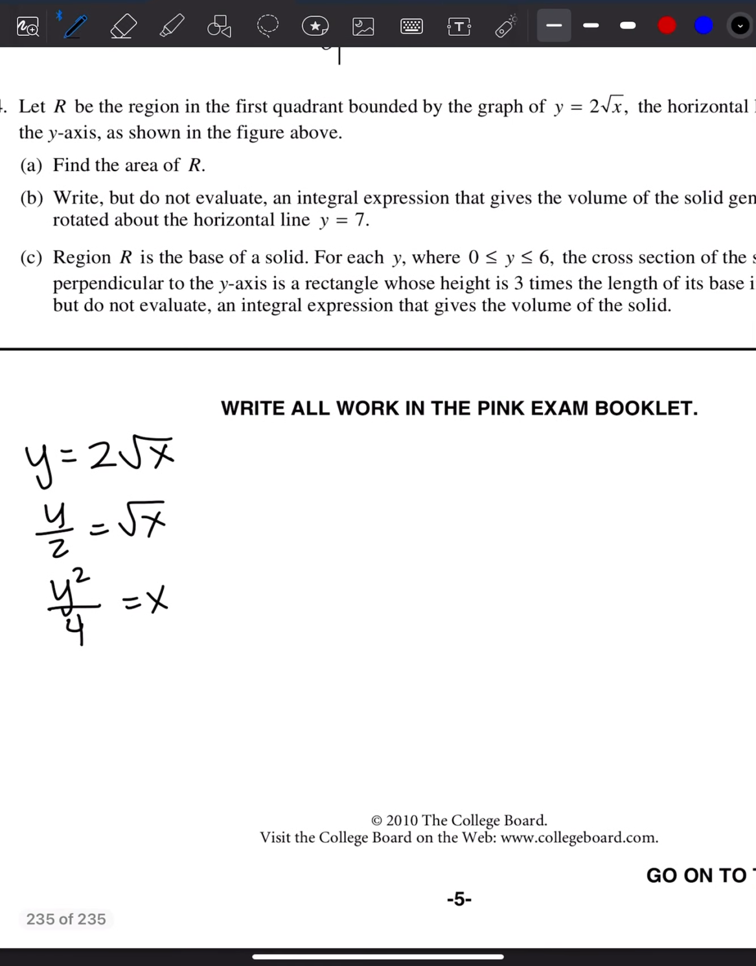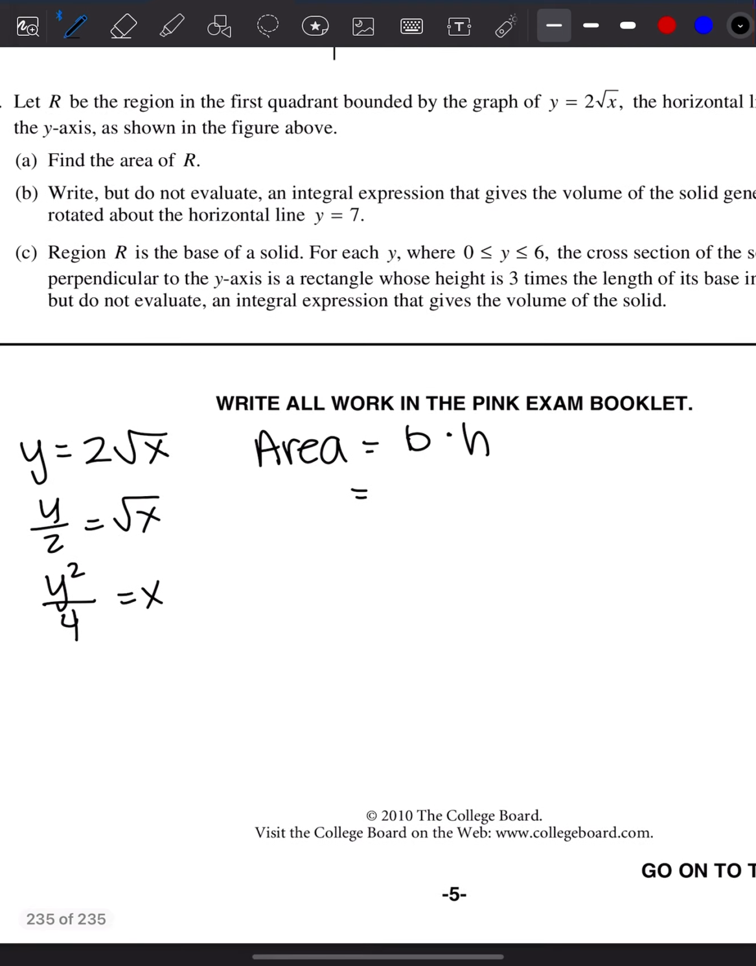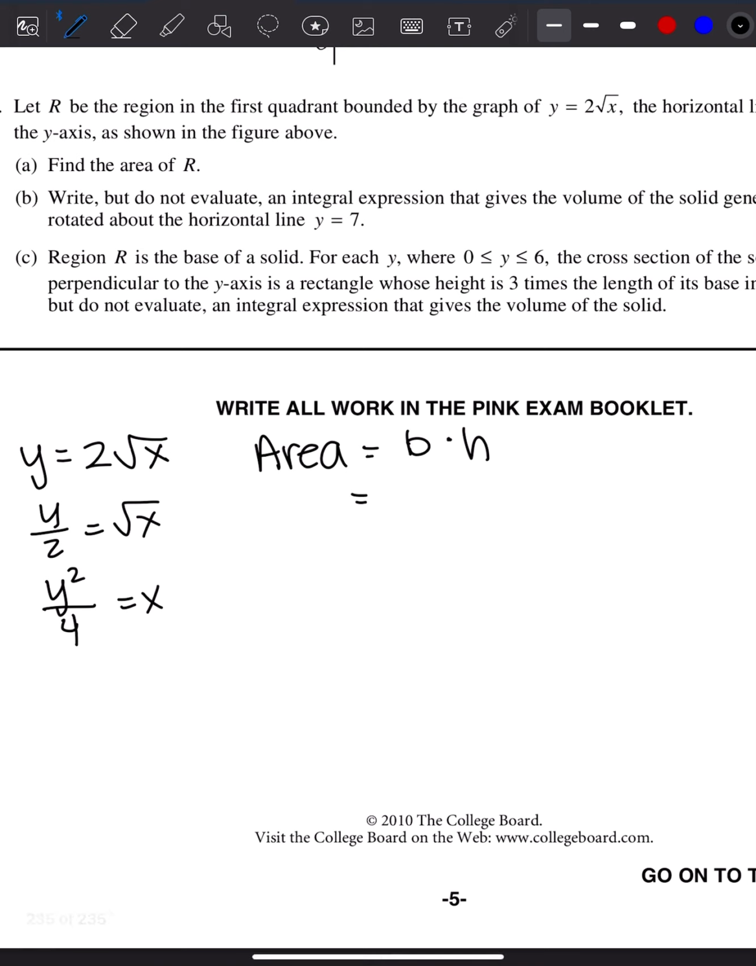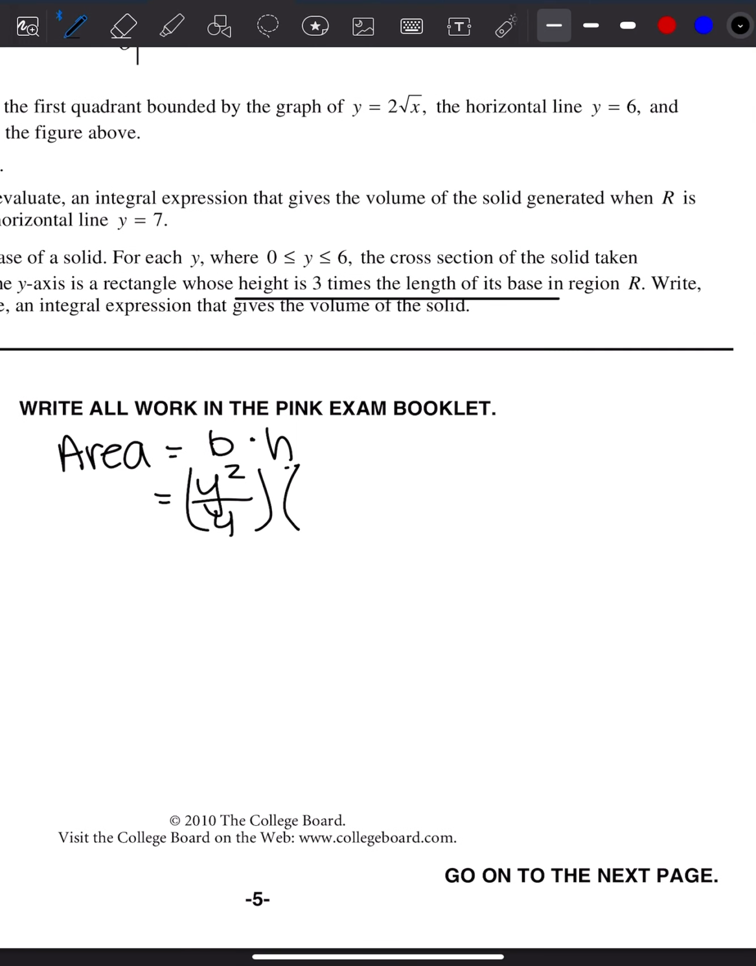Okay, the other thing we need to remember is that we're doing an area, and the area that we're doing is the area of a rectangle. Our rectangle is going to be a base times a height. So our base is what we just figured out. That distance between the y-axis to our function is this equation, y squared over 4. So I have my base is y squared over 4. Our problem said whose height is 3 times the length of the base. So we're going to take that y squared over 4 and we are going to be multiplying it by 3.